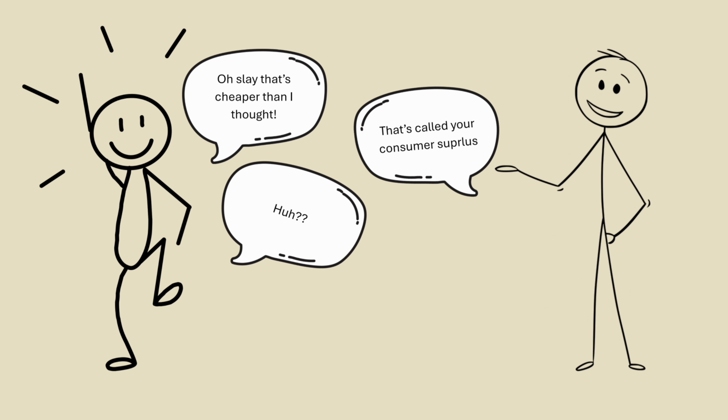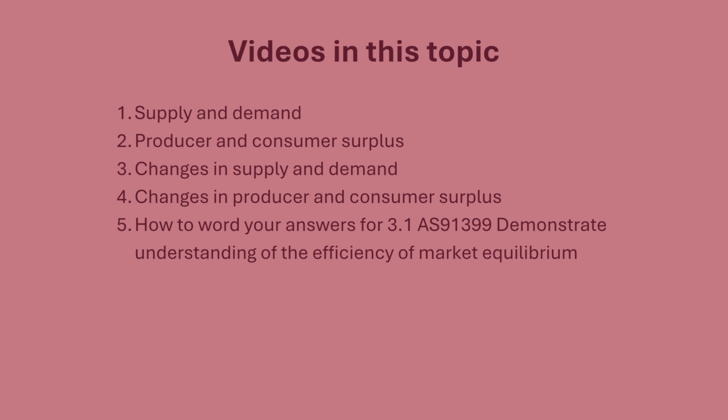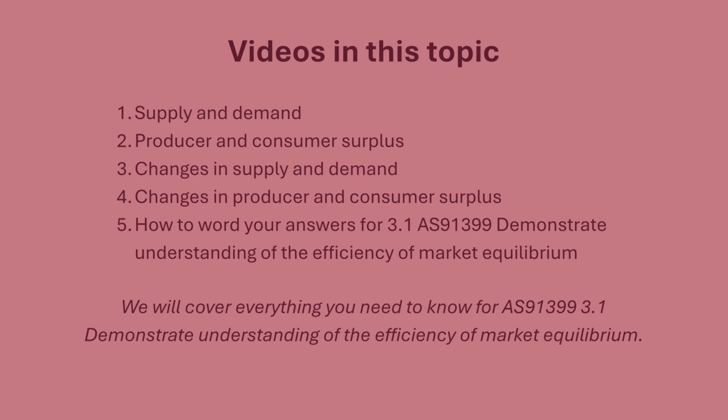If at this point you think, yo, Jason, what the heck are you talking about? You're in the right place. In this video, we're going to cover exactly what is meant by producer and consumer surplus. This is the second video in our series on the market graph, where we cover everything you need to know for AS 91319 3.1, demonstrate understanding of the efficiency of market equilibrium.